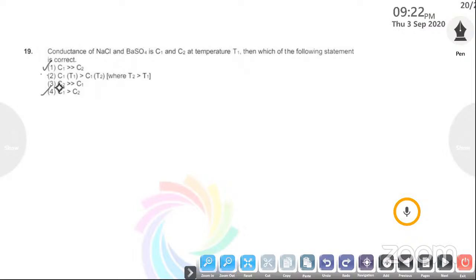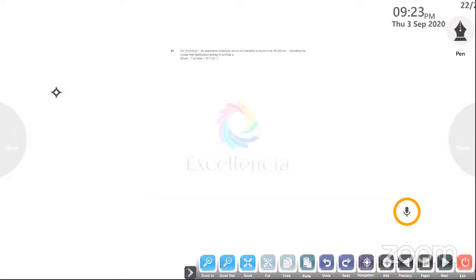Anyhow, C2 is not greater than C1, because C2 is related to BaSO4, a sparingly soluble salt. Yes. Another option says C1 is greater than C2 at another condition, which we can reject since one is a strong electrolyte and the other is a weak electrolyte. Therefore, this is also not the answer. So the first one is the correct option. Right? Yeah. Next question.